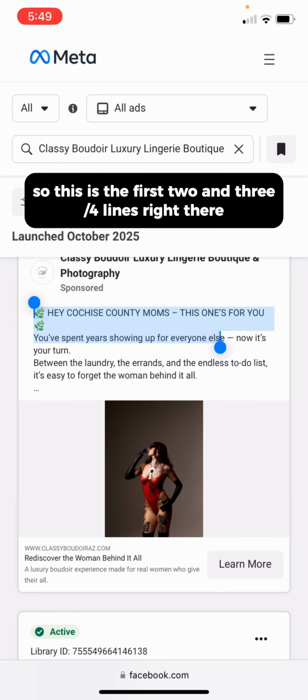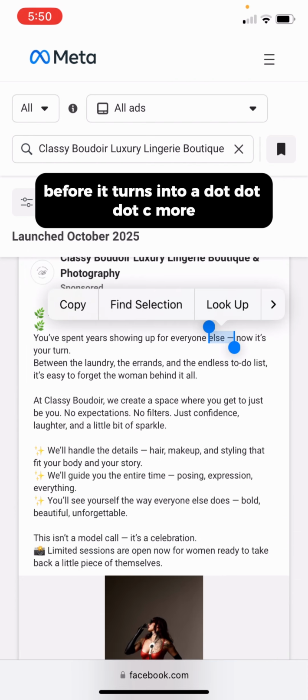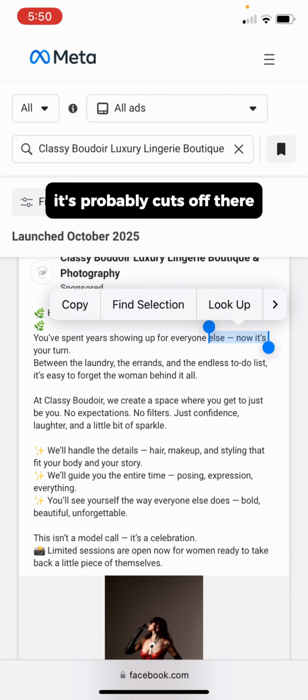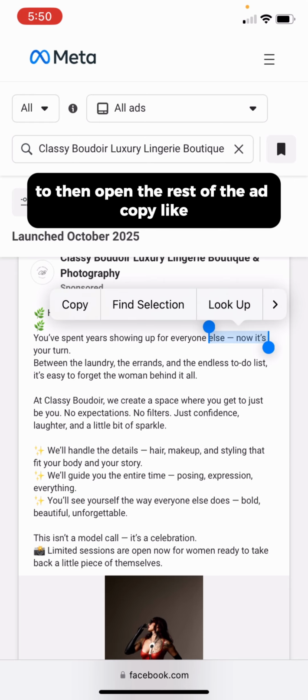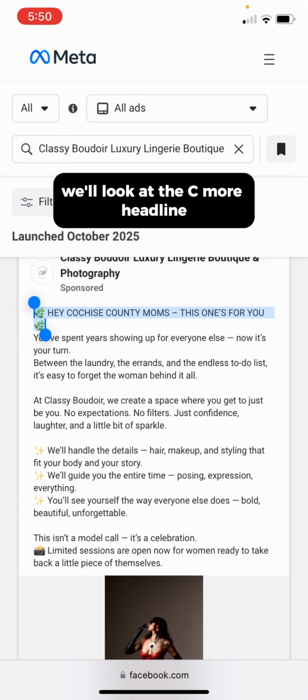The next 4 mistakes can happen up here in the see more headline. It's the first 2 3/4 lines right there before it cuts off at see more, which you click on to open the rest of the ad copy, like I did right now. So we'll look at the see more headline.